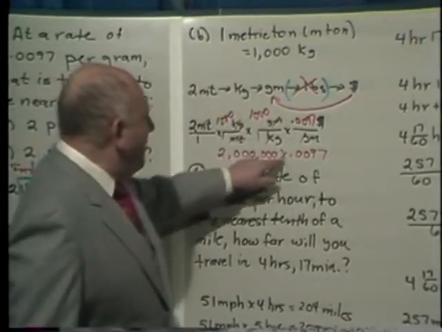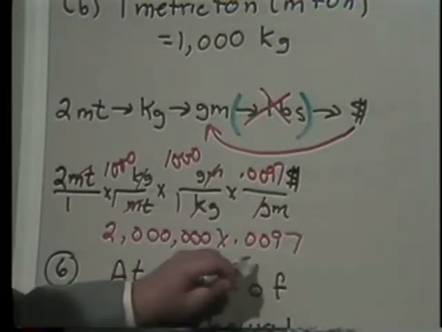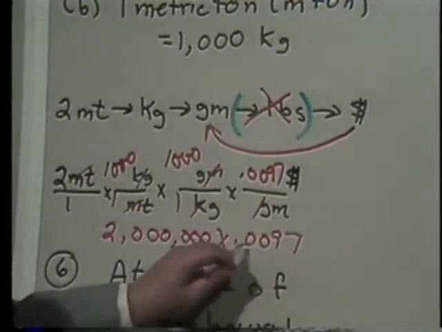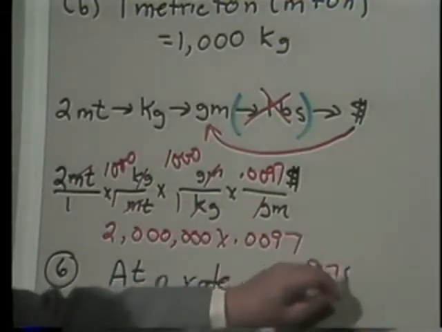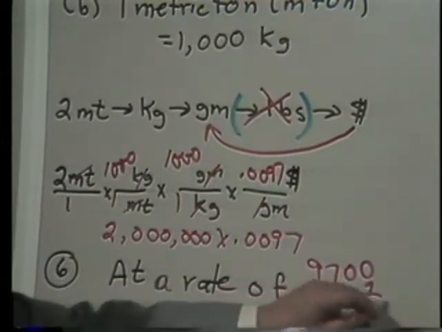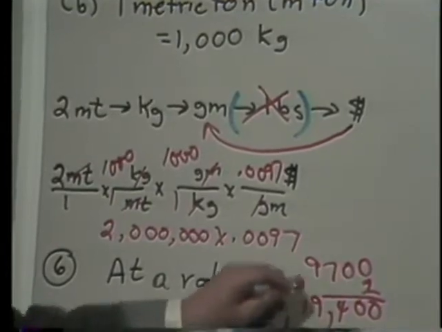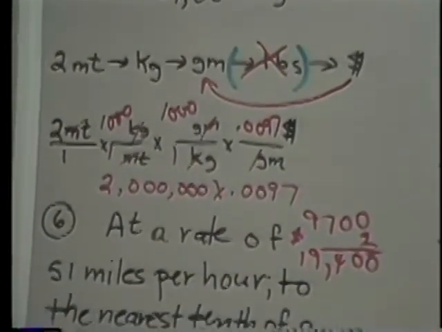You're going to multiply by 2,000,000. To multiply by 2 million, you can first multiply by 1,000,000 and then double the answer, right? So to multiply by 1,000,000, you're going to move the decimal point 6 places. That's going to make this $9,700. Then you're going to have to double that. So you get an answer like $19,400.